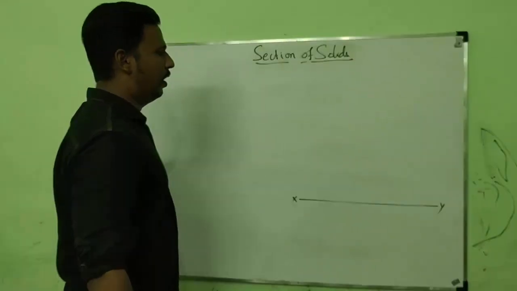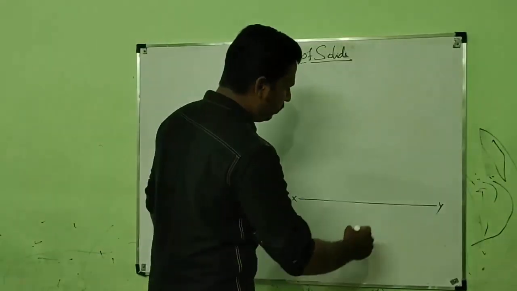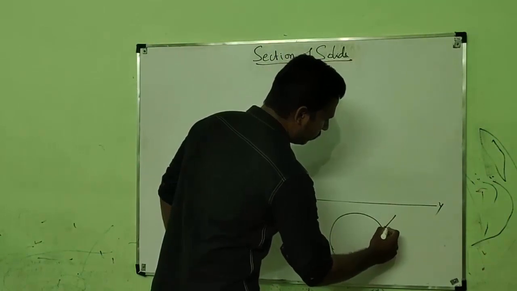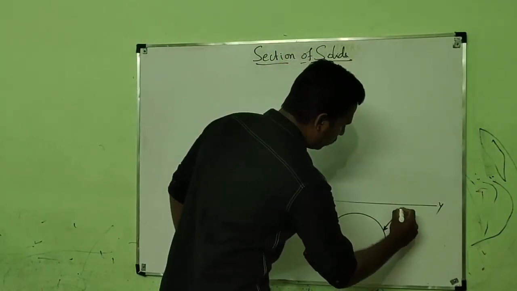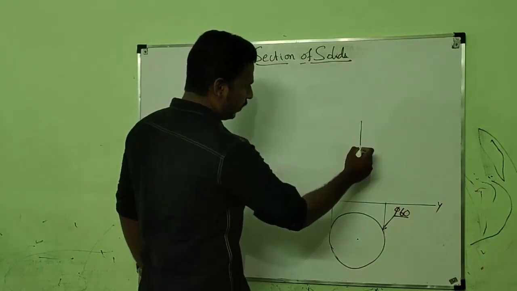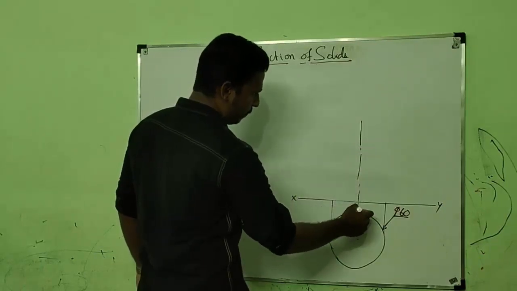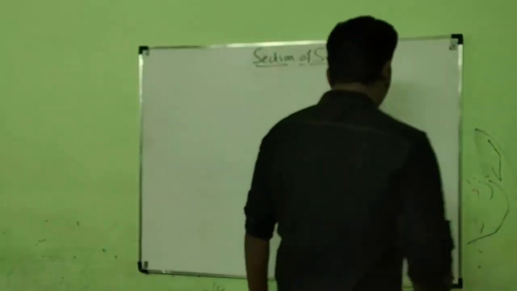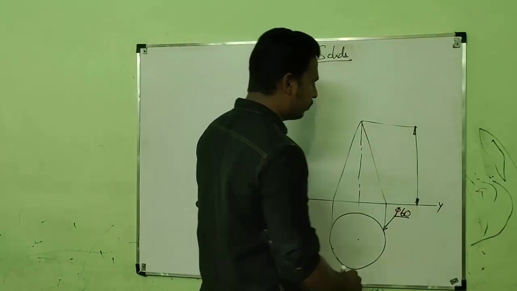Let us draw an XY line and draw the circle in the top view. The circle will be having a diameter of 60 mm. Then draw the axis line. Cone is having a height of 70 mm.